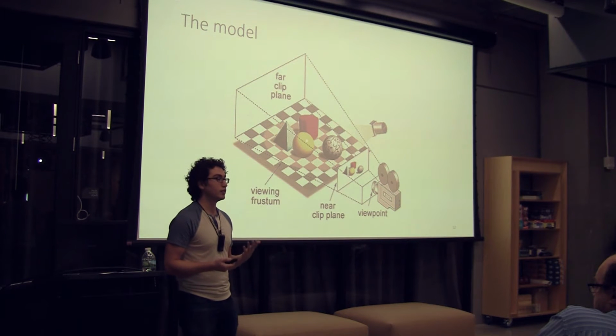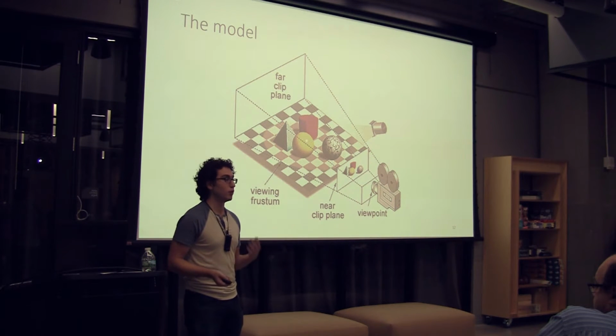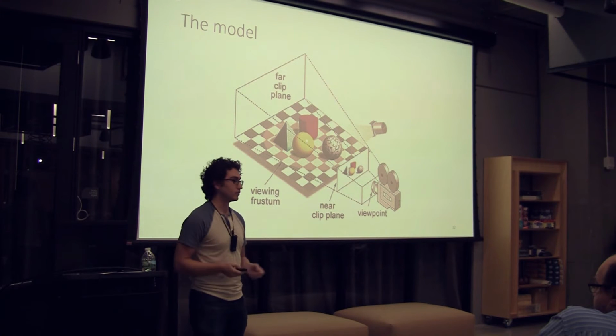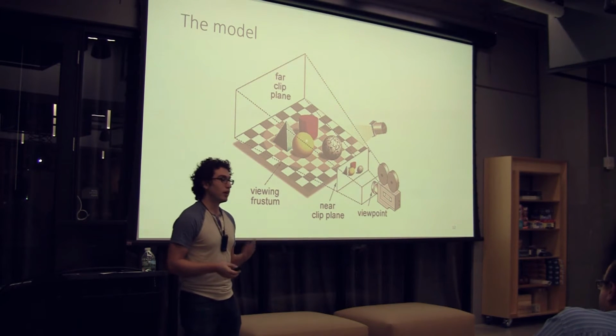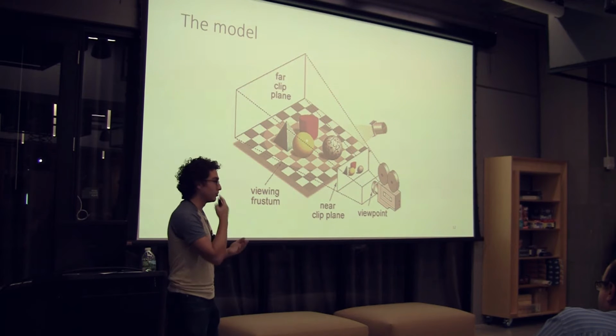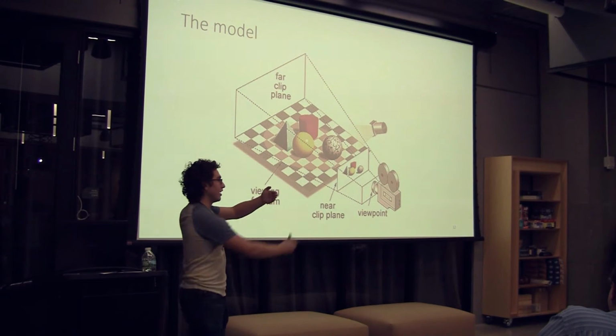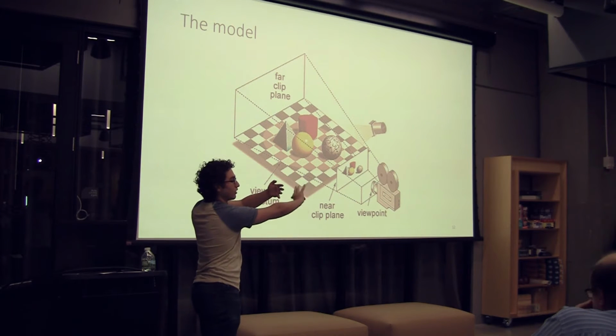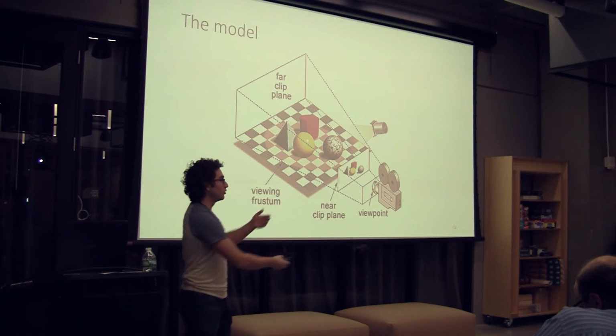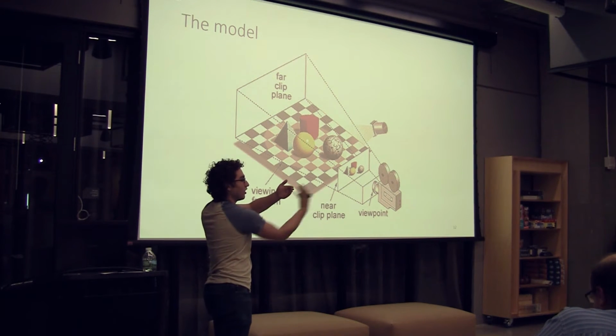Now our goal is to generate an image of what the viewer would see. The model is kind of like this: you have your viewer as my eye, and you can imagine my hand as the image that we're trying to generate. And out here is everything that we're trying to render. So what we want to do is project the objects out here onto this image.